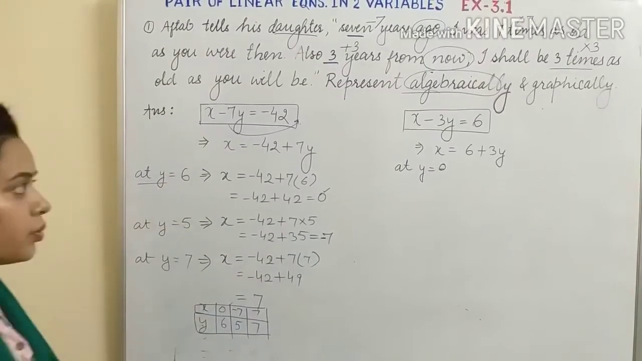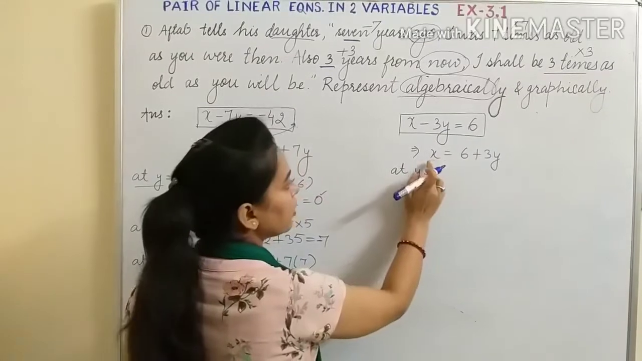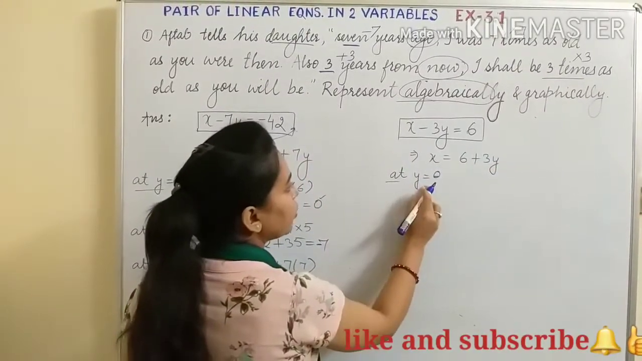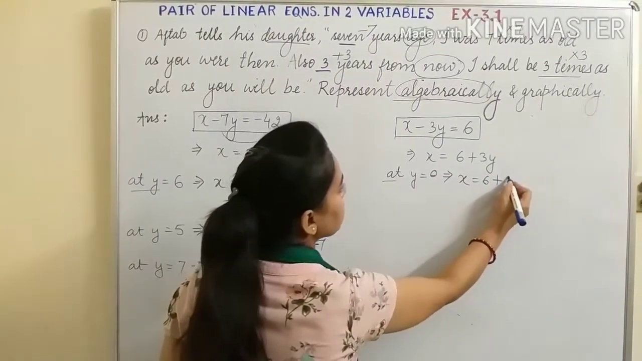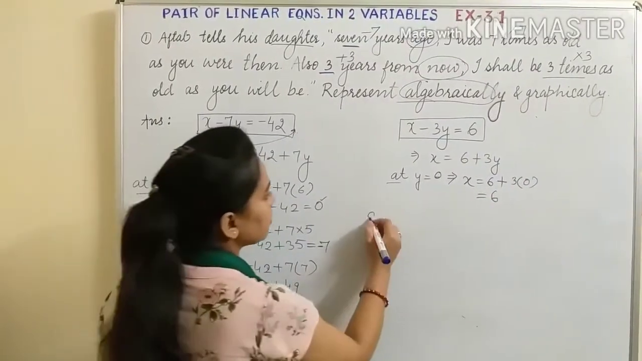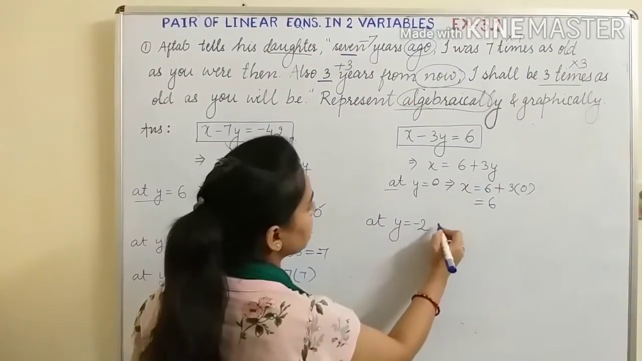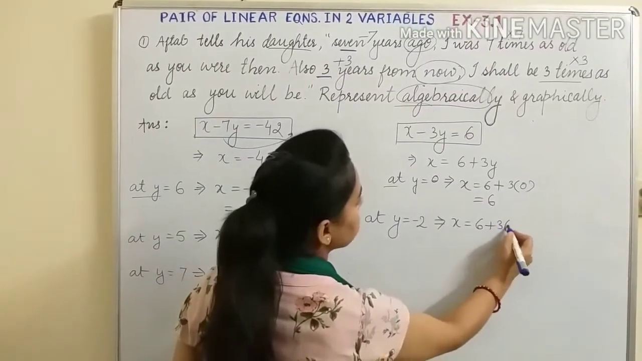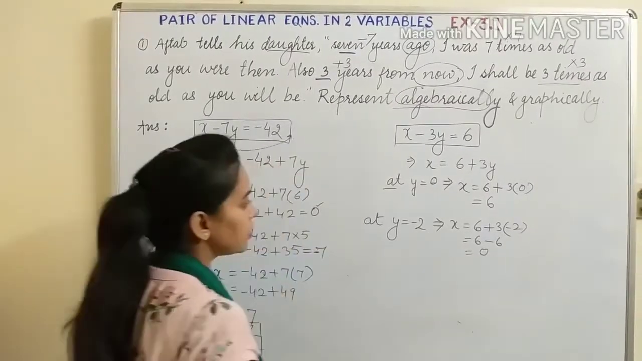Let's move on to the next equation. Here also I have taken the minus 3x to the right side and it becomes x equal to 6 plus 3y. Now at y equal to 0, x is equal to 6 plus 3 times 0, which comes out to be 6. Then we can take y equal to minus 2. This implies x is equal to 6 plus 3 times minus 2, so 6 minus 6 equal to 0.